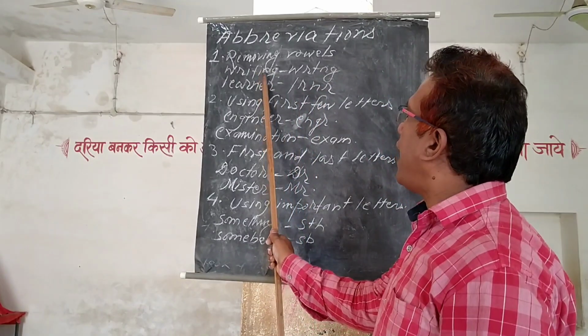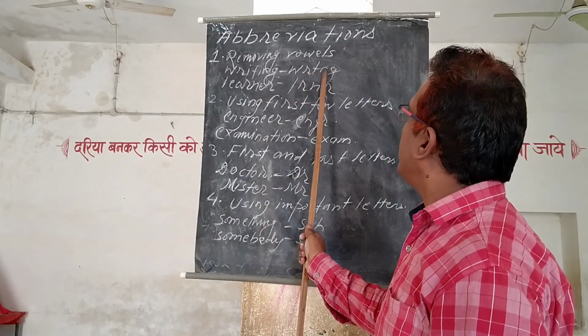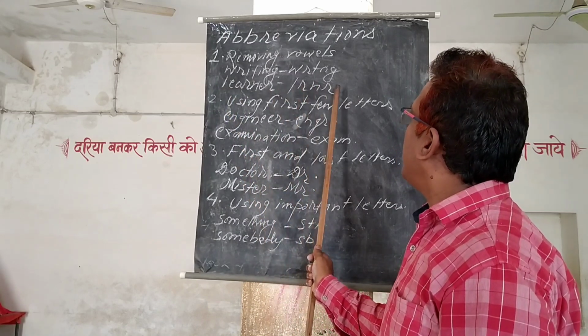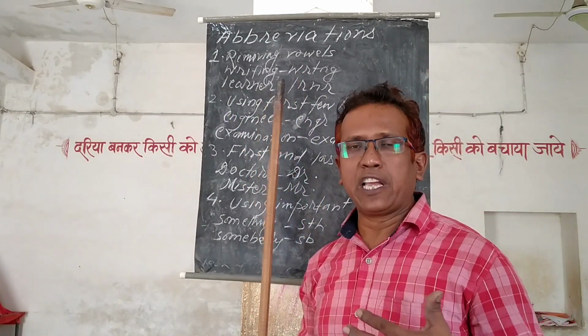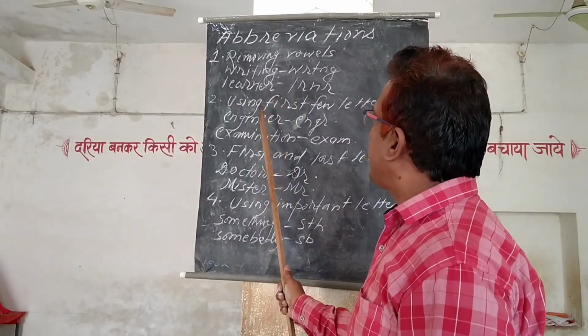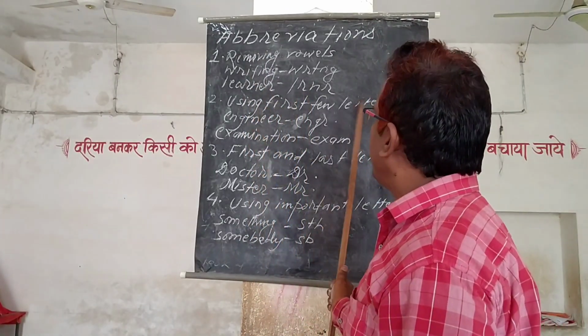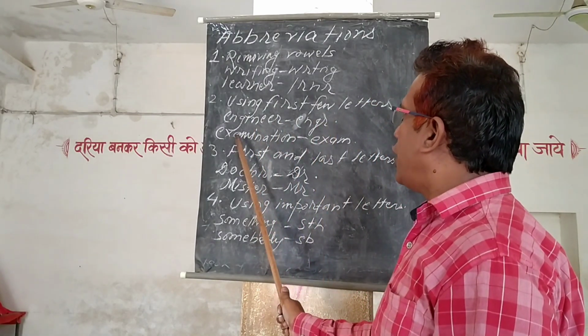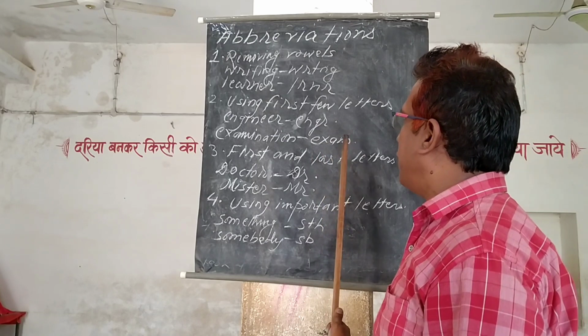For example, writing, W-R-T-N-G, learner, L-R-N-R. Here we have removed all the vowels of the words. Similarly, using first few letters, engineer, E-N-G-R, examination, E-X-A-M.